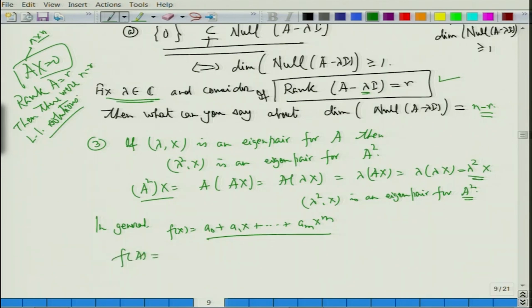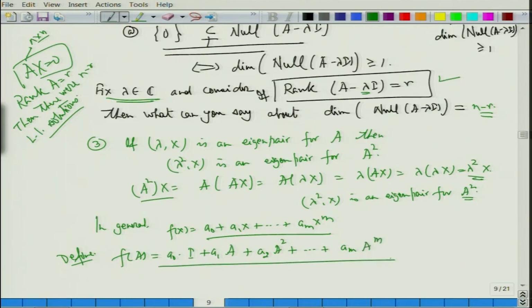What I define f of A as, is a0 times identity plus a1 A plus a2 A square plus up to am A to the power m. So, define f of A as this. So, given a polynomial f of x, I am defining what is called f of A.